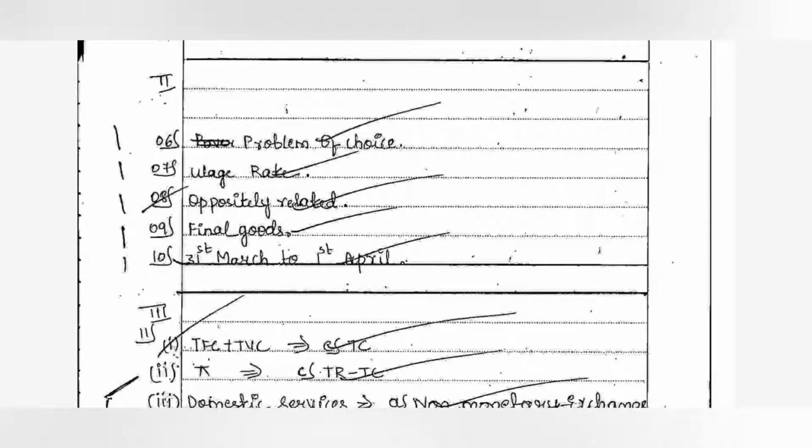So let's go through the fill in the blanks now. The first question is: scarcity of resources gives rise to the problem of choice. Why? Because the resources are very scarce and the wants are unlimited. So this gives us a problem of choice.